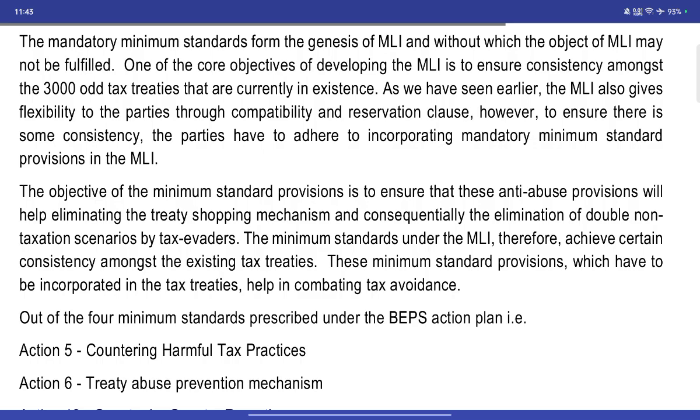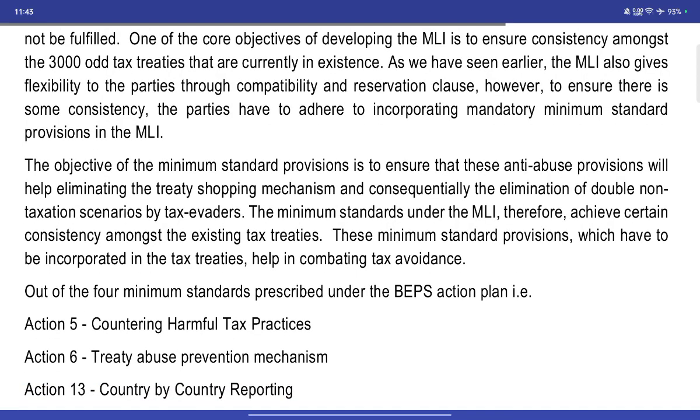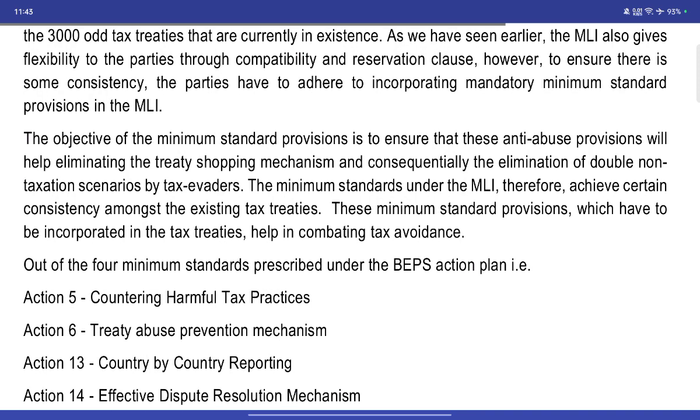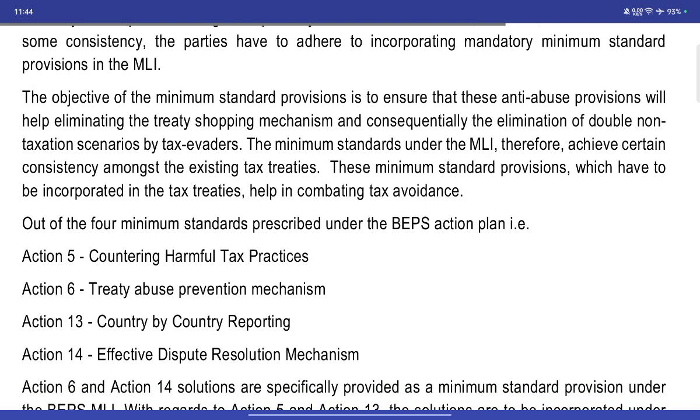We have seen earlier that the MLI also gives flexibility to parties through the compatibility and reservation clauses. However, to ensure there is some consistency, parties are required to adhere to the incorporation of mandatory minimum standard provisions in the MLI. The objective of the minimum standard provisions is to ensure that anti-abuse provisions help eliminate treaty shopping and consequently eliminate double non-taxation scenarios and tax avoidance. The minimum standard under the MLI therefore helps achieve certainty and consistency among existing tax treaties. The minimum standard provisions, which have been incorporated into tax treaties, help combat tax avoidance.